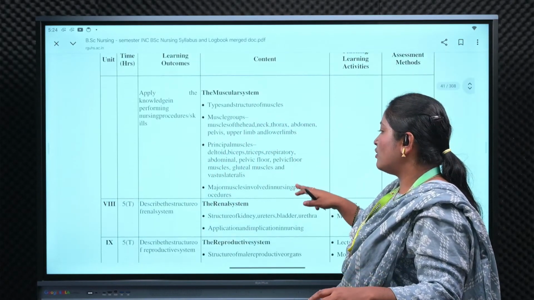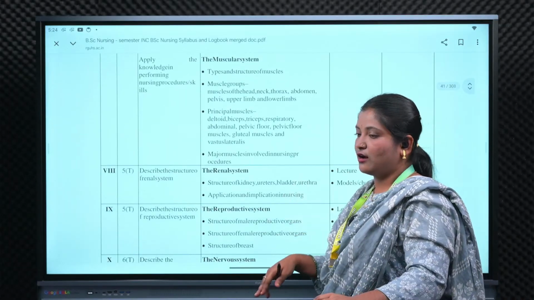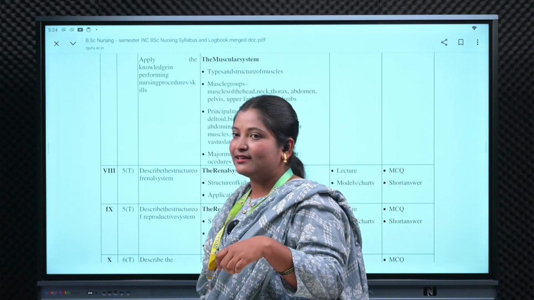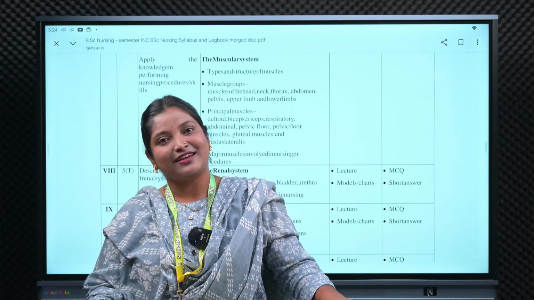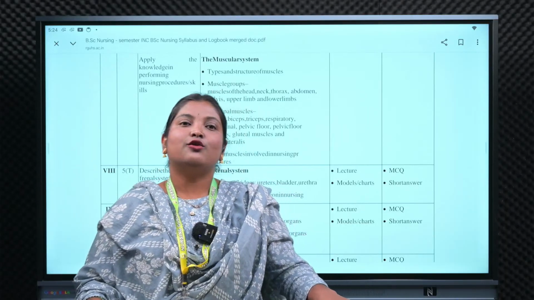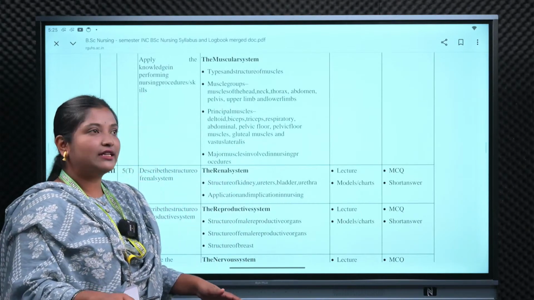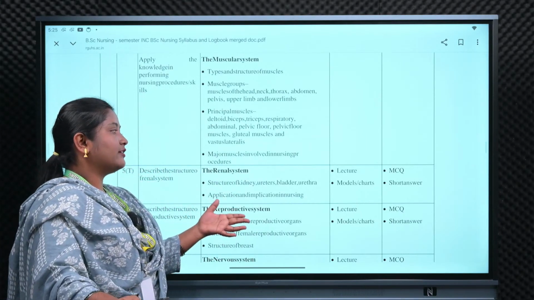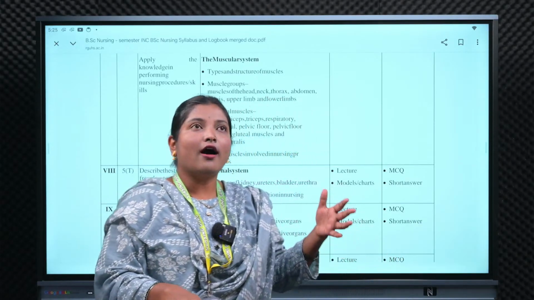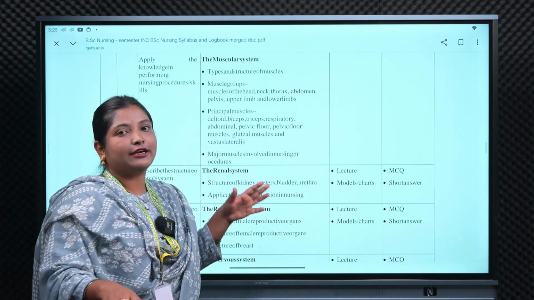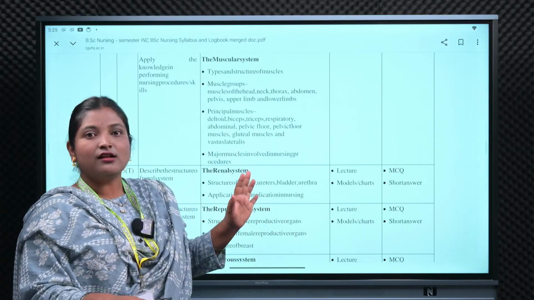Okay, the next one is the renal system. The 8th unit is the renal system. When it comes to renal, we are going to study about the kidneys. The renal system deals with the kidneys, the structure of the kidney, ureter, bladder, urethra. All these things we are going to study in the renal system.